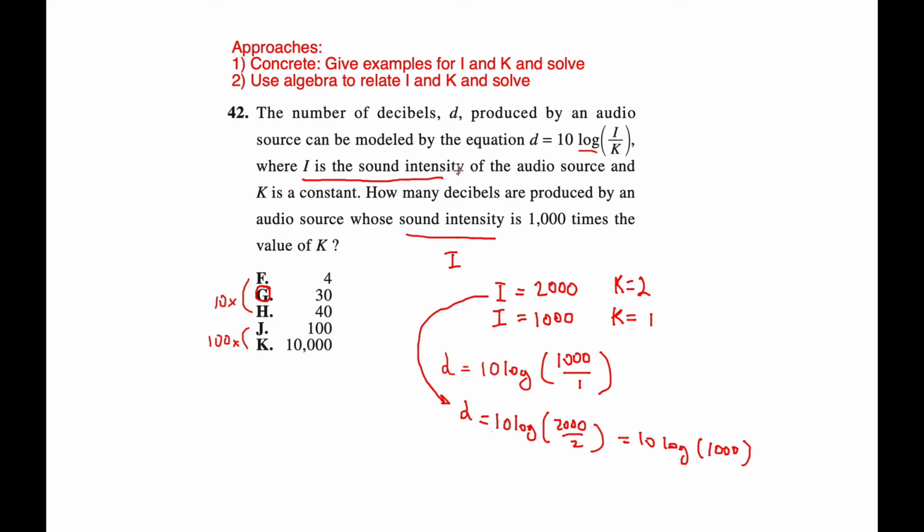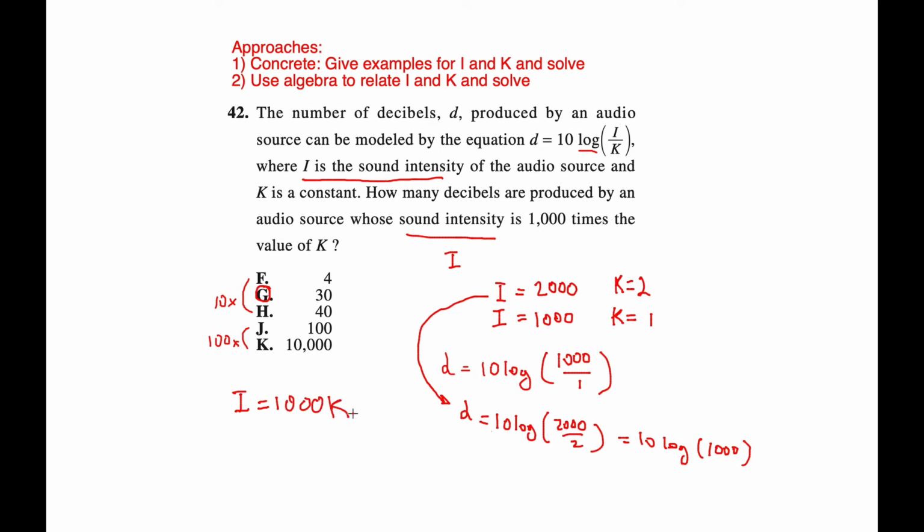Let's now look at the second approach, which is to use algebra to relate I and K. With this approach, we're not going to actually plug in numbers for I and K. We're just going to create an algebraic equation involving them, and then we'll take it from there. So we know again that the sound intensity, or I, is 1,000 times the value of K. So we can just write that I is equal to 1,000 times K.